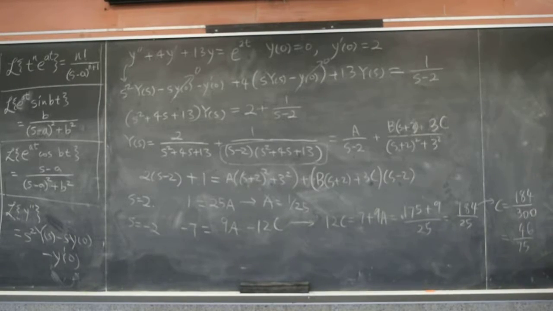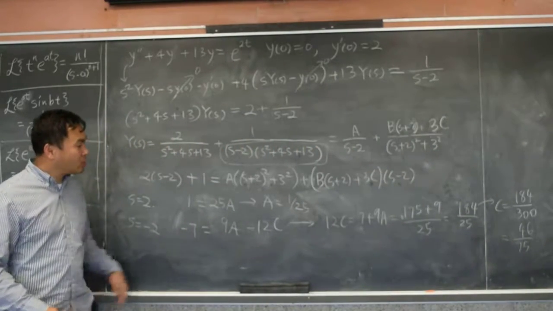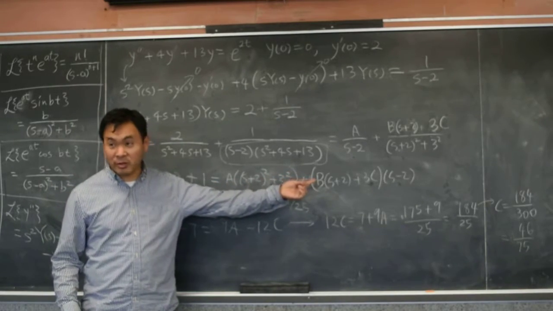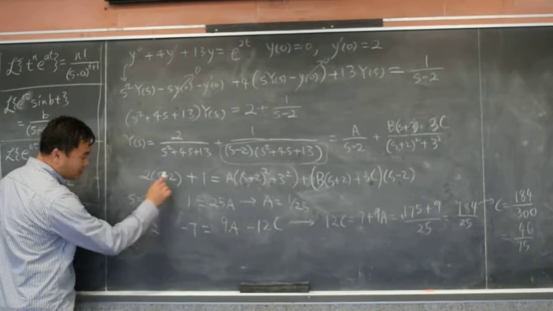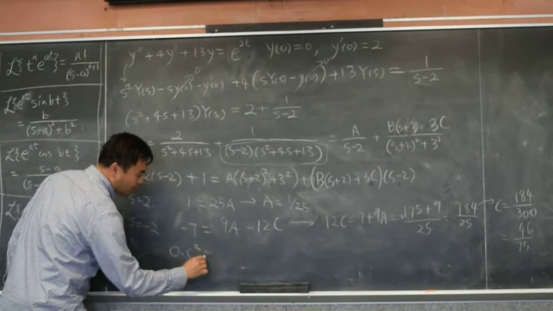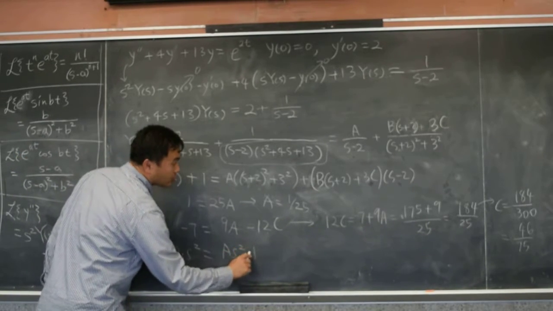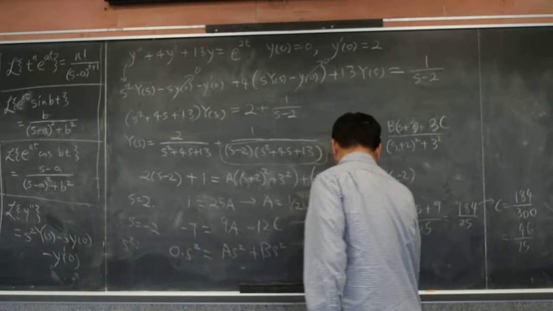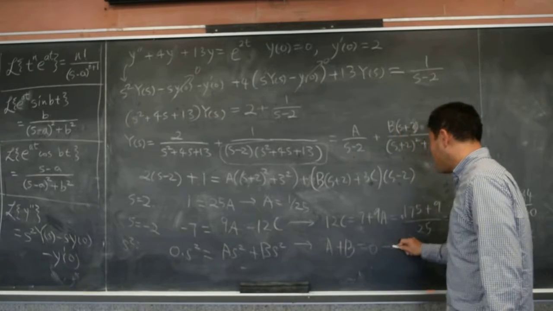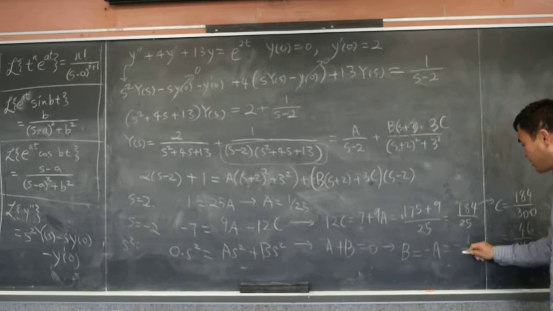Now, we run out of good numbers to plug in. What's our next best thing to do? Highest order. On the right side, s squared is the highest order, right? This one doesn't have s squared, so if you just look at s squared, the left side is 0 times s squared, whereas on the right side, you have a s squared plus b s squared. So you see that a plus b should be 0, giving you that b must be negative a, which is negative 1 over 25.